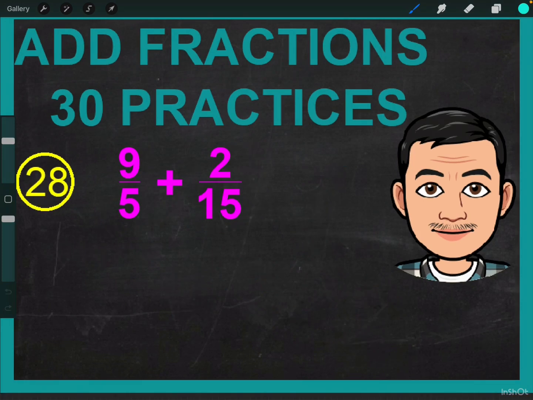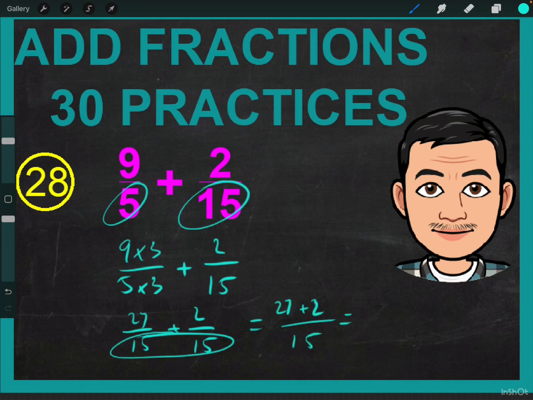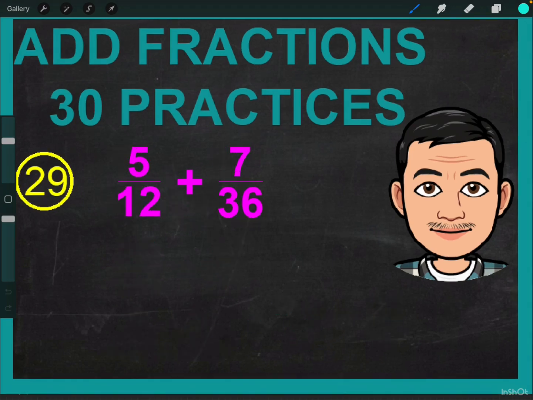Bracket number 28. We have two fractions with different denominators, 5 and 15, and we see 15 is 3 times of 5, so we will convert 9 over 5, 9 times 3 and 5 times 3, and the second fraction we just write again, and then we got 27 over 15 add 2 over 15. Now they have the same denominator, so we write again 15, and then numerator 27 plus 2 equals 29 over 15. That's the answer.